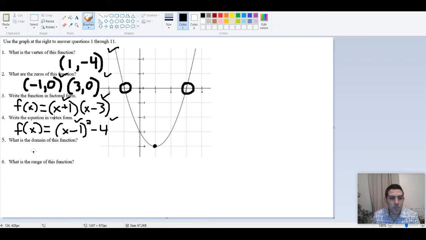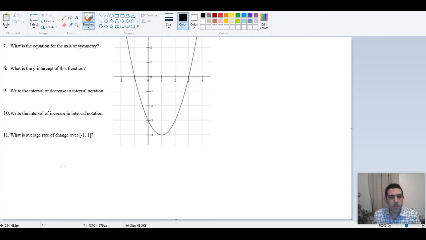Domain, that's an easy one. Almost everybody got this one right: negative infinity to positive infinity, or all real numbers. This thing goes infinitely from left to right. But up and down, the range, not so much. It starts at negative 4 on the range, and then it goes up infinitely, so it will be from negative 4 to infinity. Those are each worth a point, and let's move on.